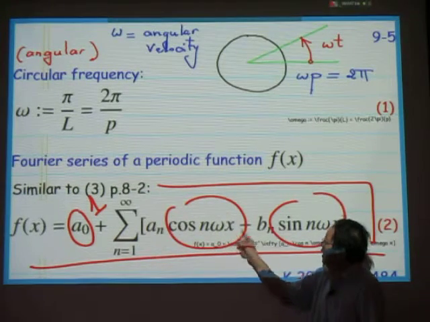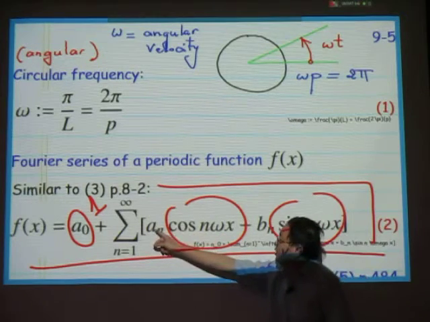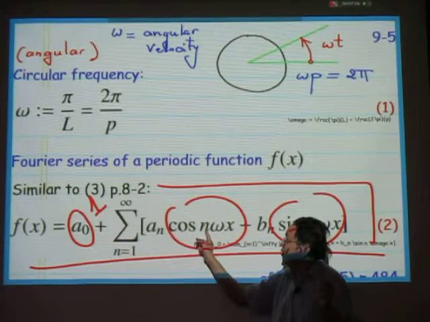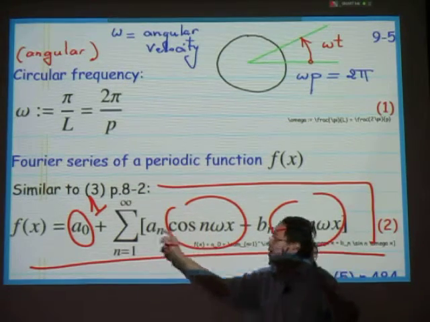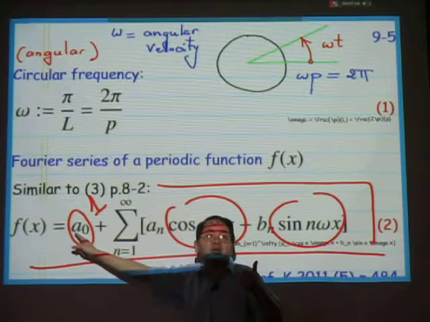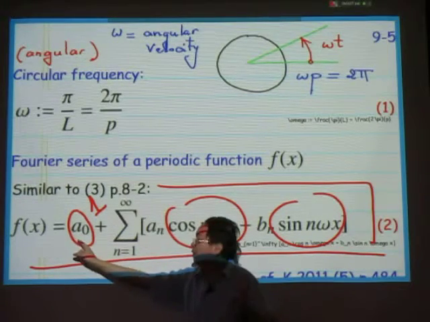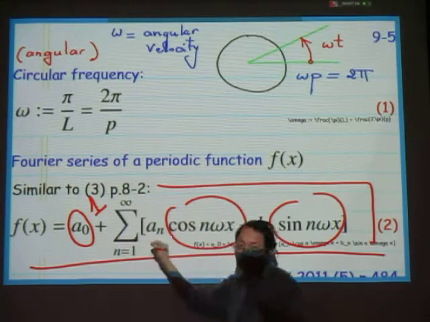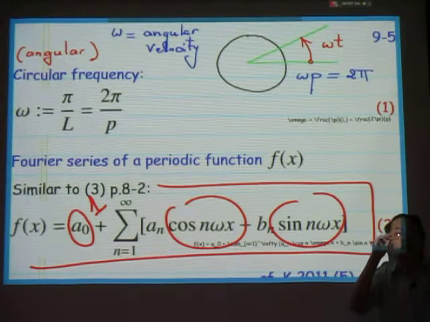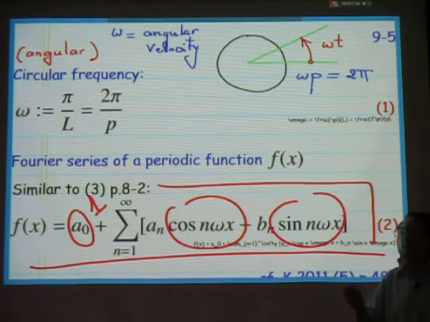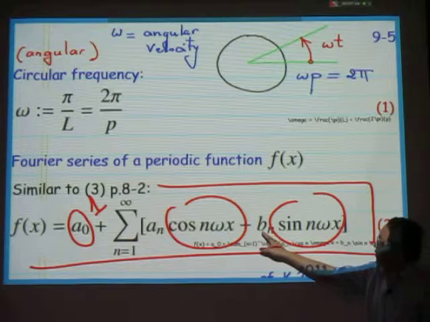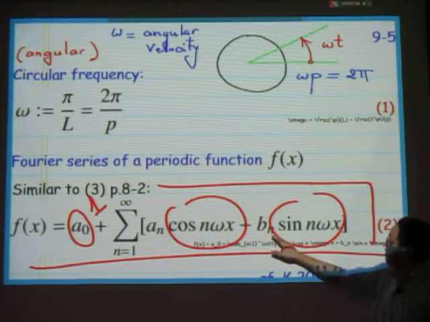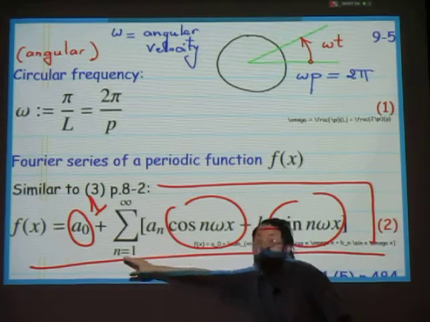Right, x is the independent variable that could represent time or space depending on the type of problem that you are solving. Similarly, the coefficient for cosine is named a sub n, and keep in mind when n equals 0, cosine of 0 is 1, so therefore it's logical to use a to denote the constant coefficient. Sine of 0 is 0, and 0 cannot be counted as part of the basis. The coefficient for the sine function is denoted by b sub n, and n is the summation index.